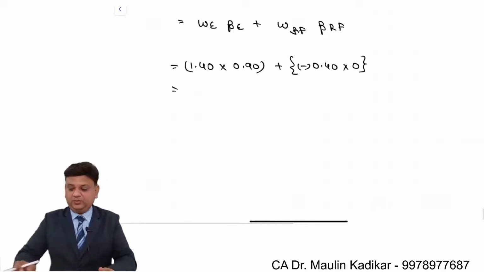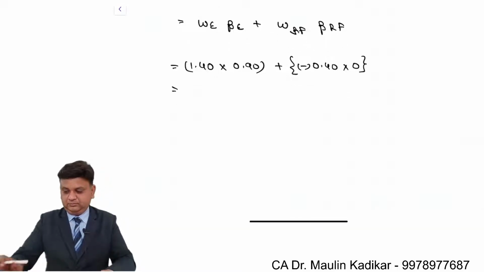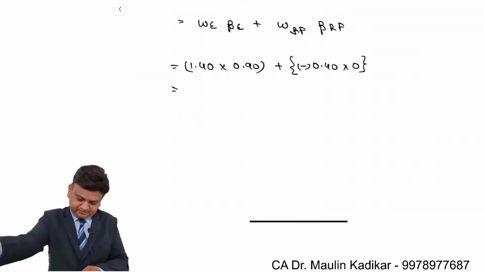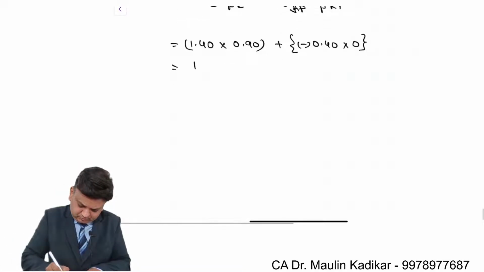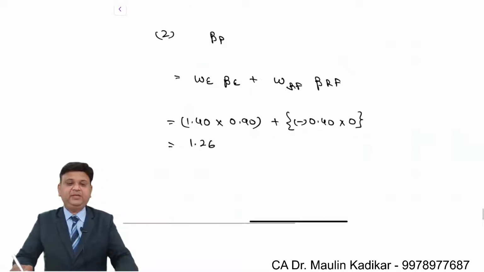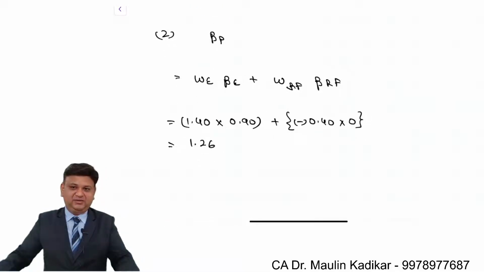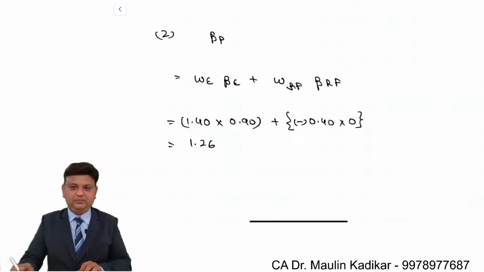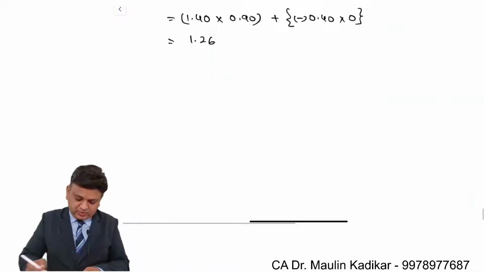So 1.4 into 0.9, 1.26 plus 0. That is the way the beta of the portfolio can be found. Next question, third one.